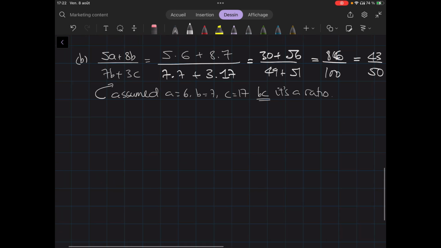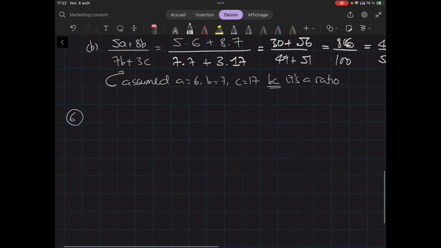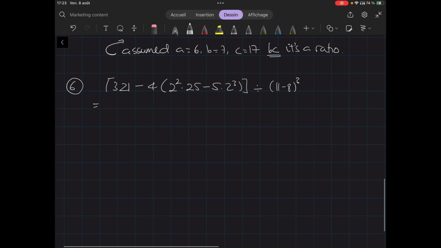Moving on to question 6. 321 minus 4 times 2 squared times 25 minus 5 times 2 cubed, divided by 11 minus 8 cubed. One step at a time. Remember your order of operations. We'll start with what's inside the brackets first. 321 is not a priority. 4 is not a priority. Now we'll focus on these round brackets.